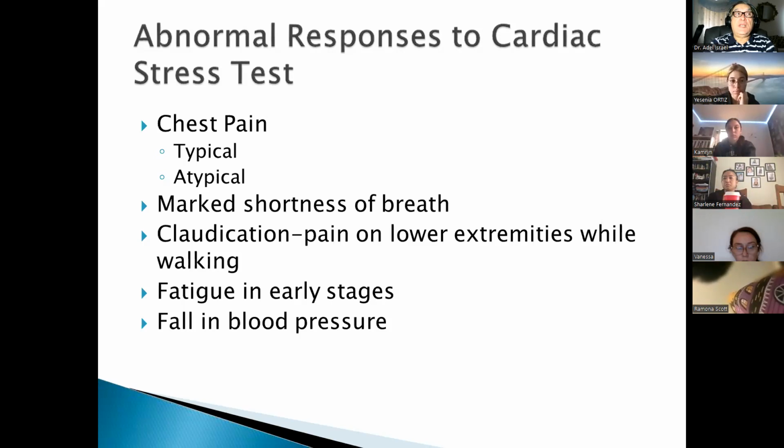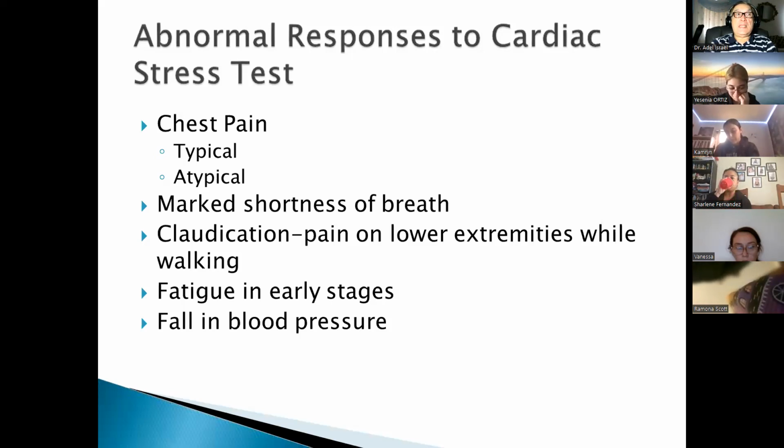Claudication. What is claudication? Sometimes you pronounce it claudication, but both are correct. Claudication is pain in the calf muscle during exercise. Like sometimes when we are not prepared and we start to swim or run, we find that we get a cramp in the calf muscle. So this is what we call claudication.